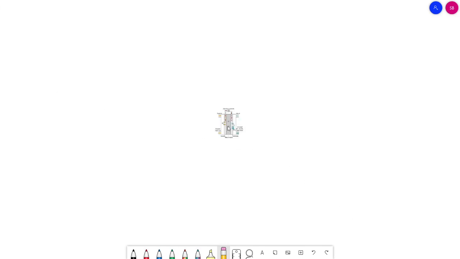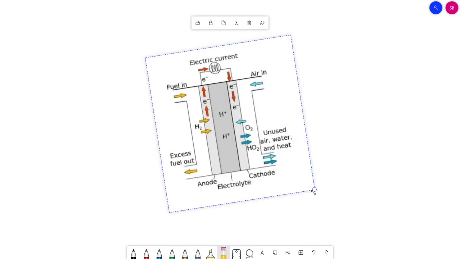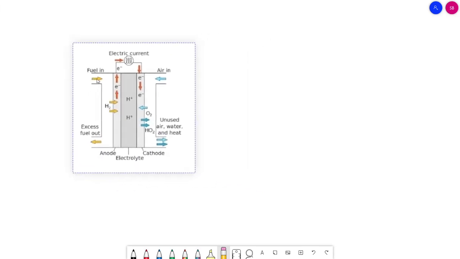So this right here is the hydrogen fuel cell, as you can see. You can see the fuel in, the air out. You need to memorize this. This is the electric current that moves around the circuit. What's happening is that we are supplying fuel in, hydrogen reacts, and we are putting air on the other side.